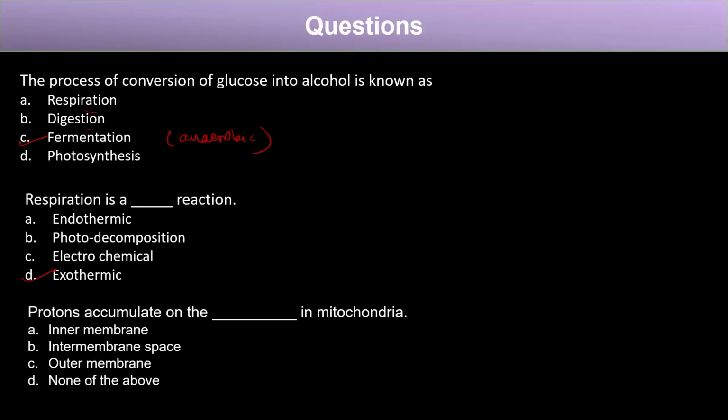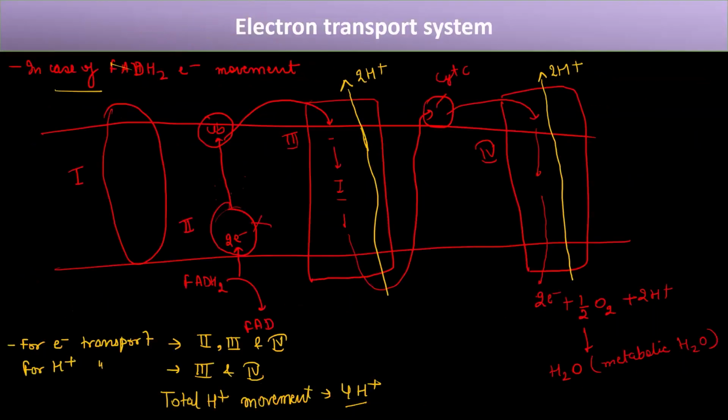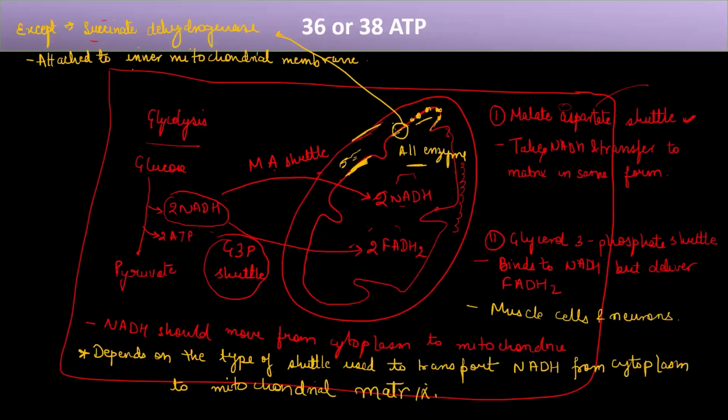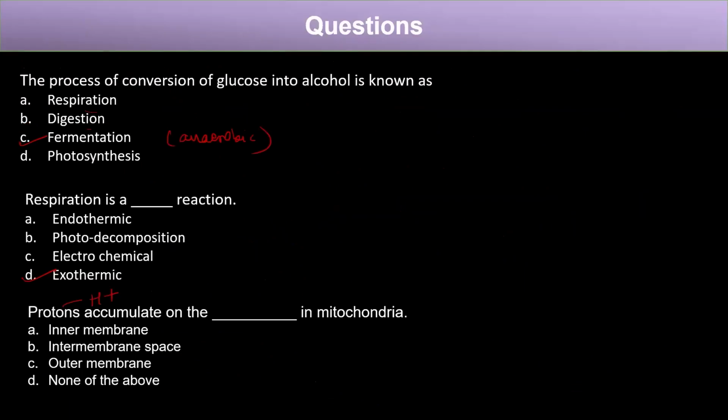Now, protons accumulate on which side of the mitochondria? Proton means what? Hydrogen ions, right? So where do they get accumulated? We have just seen in the diagram that they get accumulated here, right? This space is the intermembranous space. So they get accumulated in the intermembranous space.